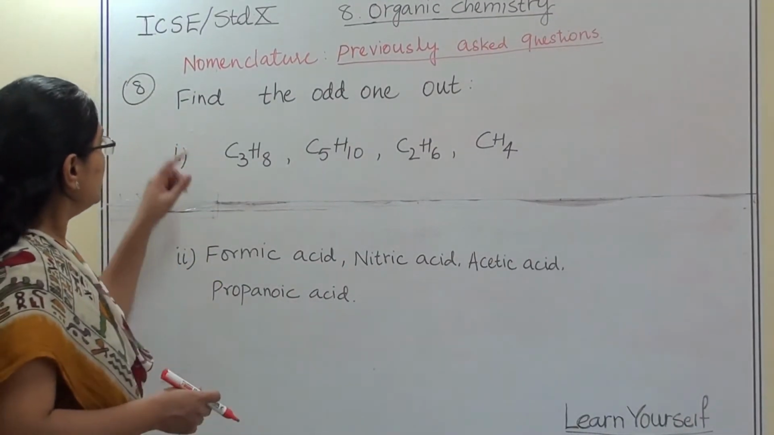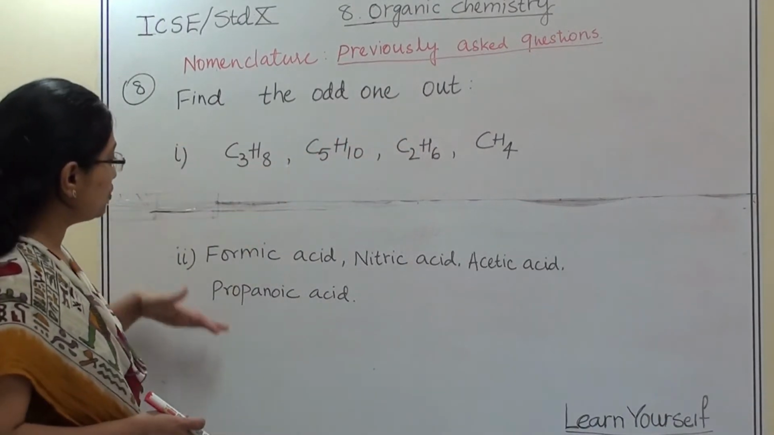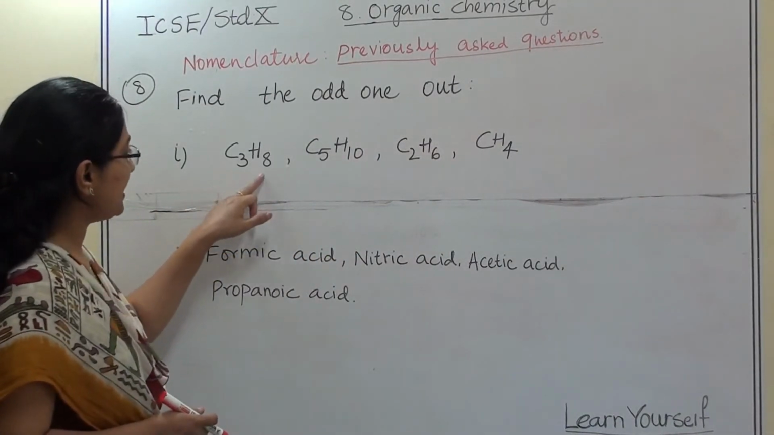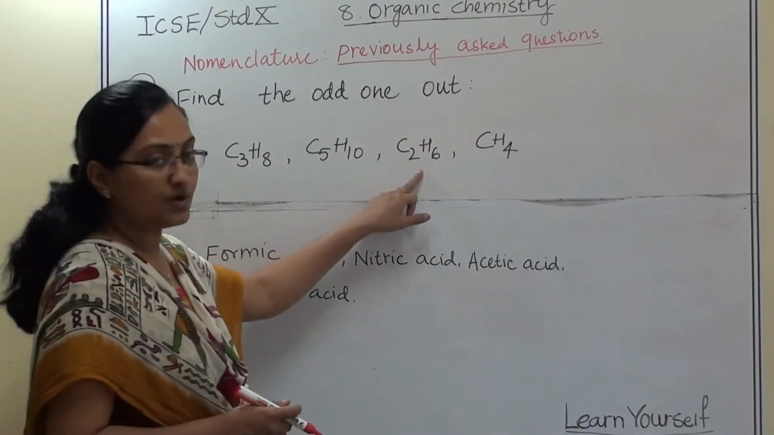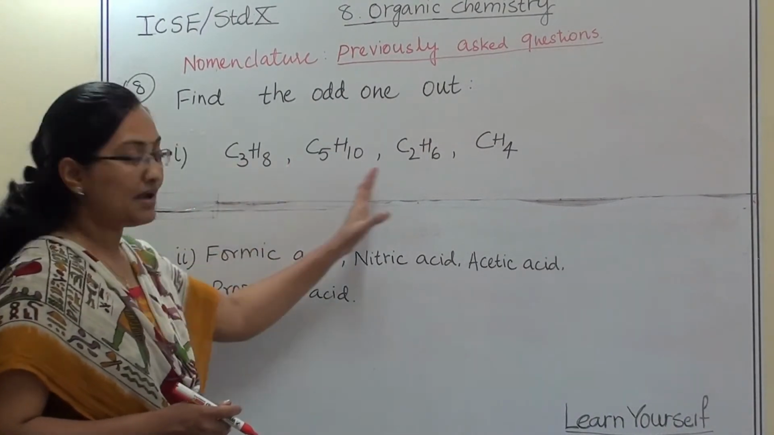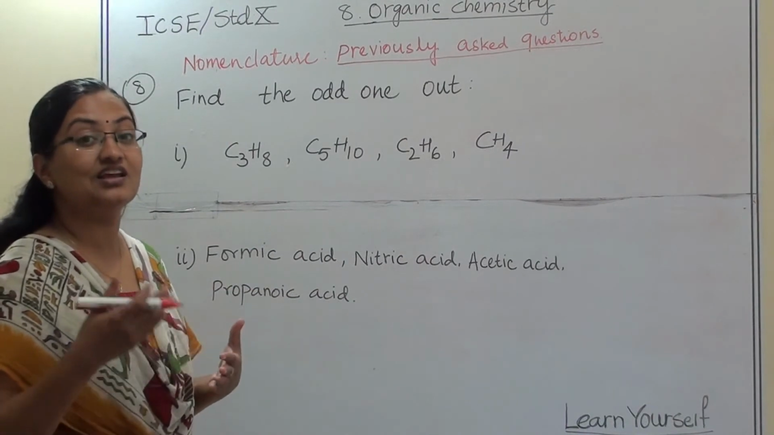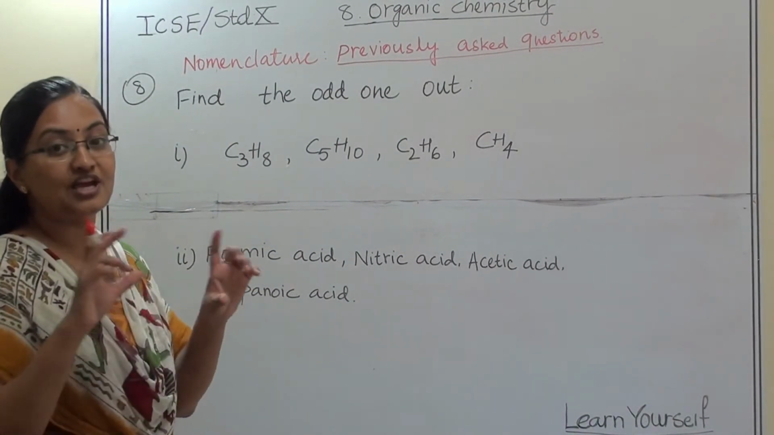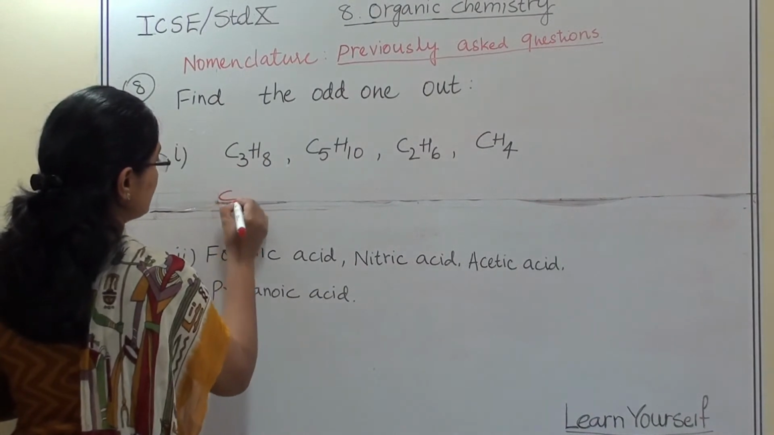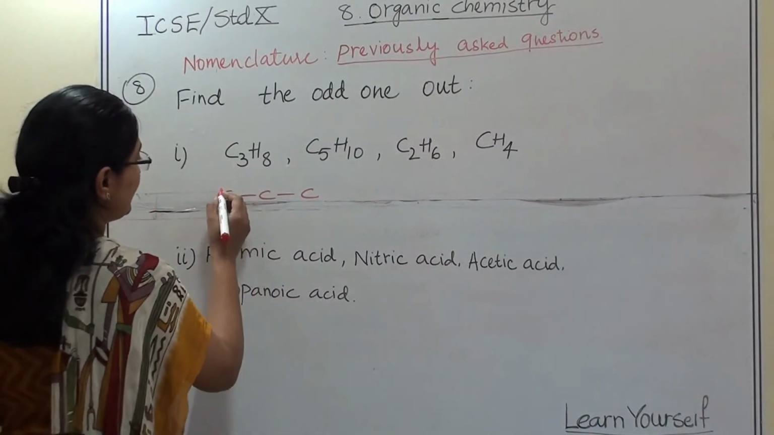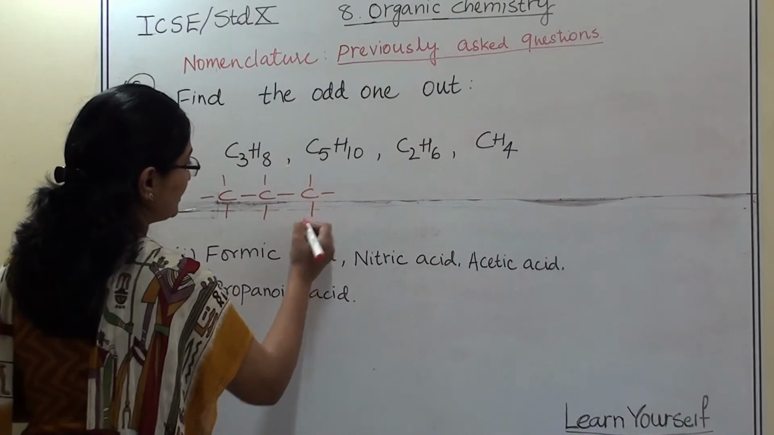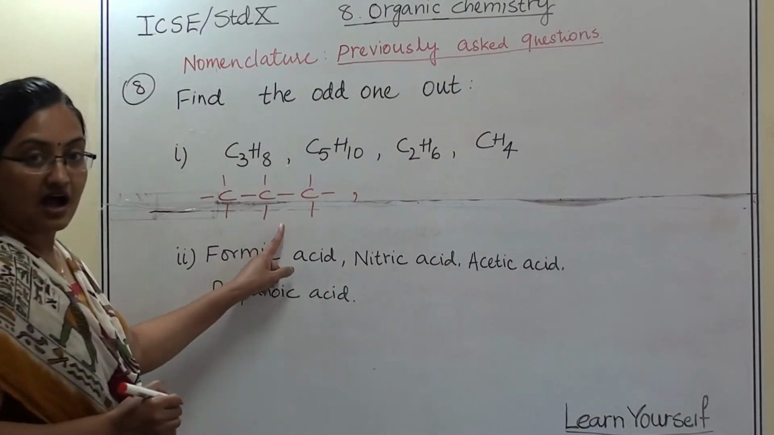Now 8th question. Find the odd one out in these 2 questions. First one, they have given some molecular formulas: C3H8, C5H10, C2H6 and CH4. We have to find out the odd one out. If you remember the homologous formula for alkane, alkene and alkyne, then it will be easy. If not, then we have to write a structural formula for each and every compound. So this is C3 and H8, 1, 2, 3, 4, 5, 6, 7, 8. So this is coming in the alkane series.